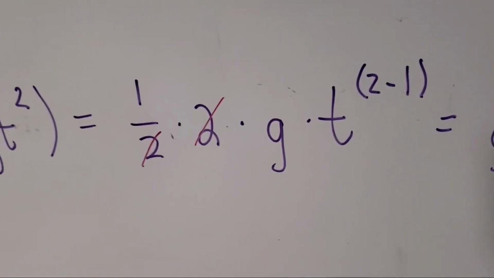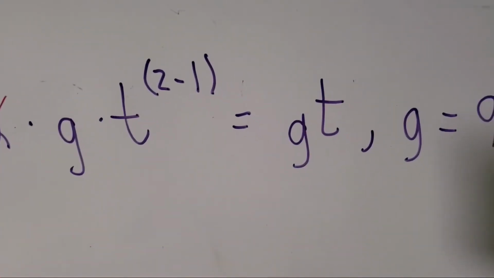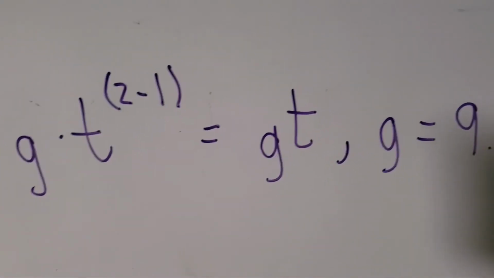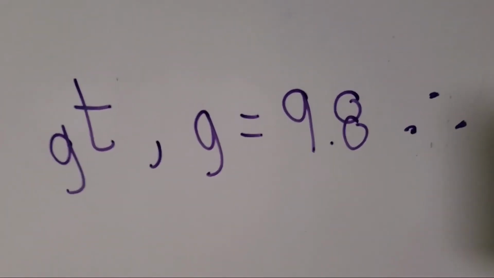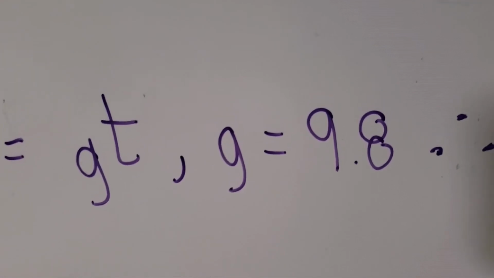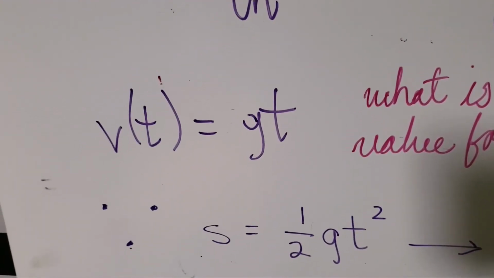So if you don't know the power rule, review your Calculus 1, and that will give us v of t equals gt. G in this case is 9.8 because the acceleration on Earth is just a constant 9.8 meters per second squared. Therefore, v of t equals gt.